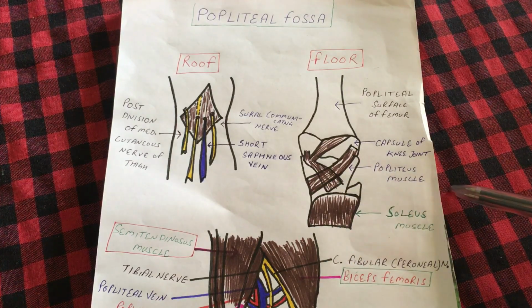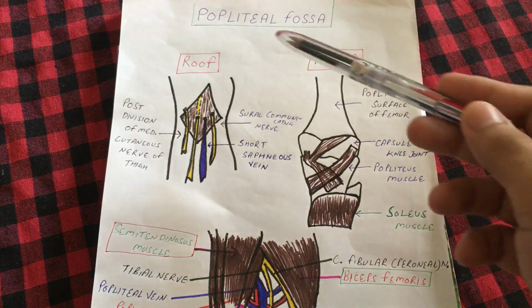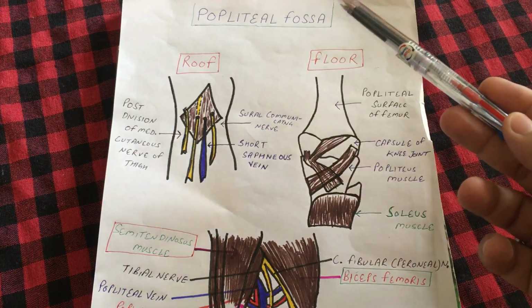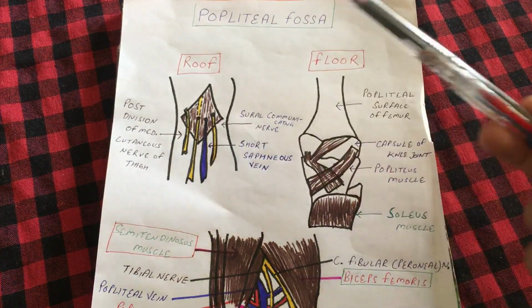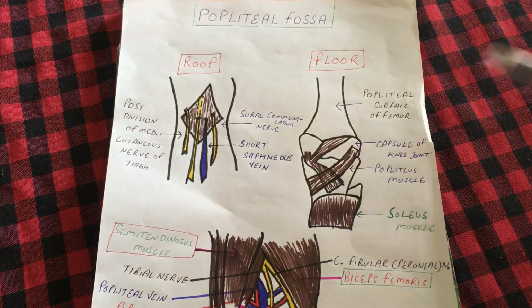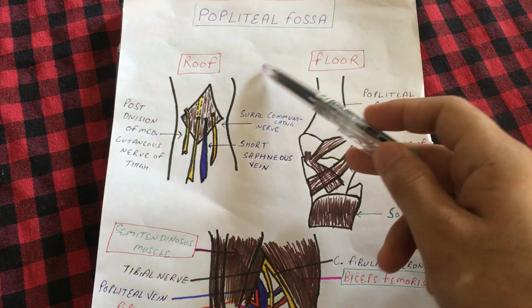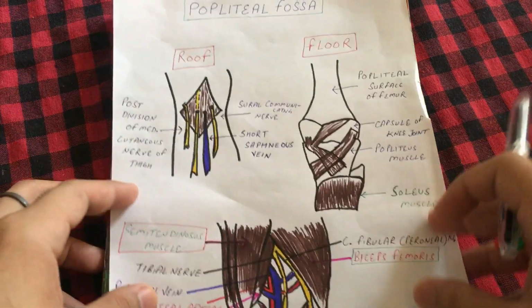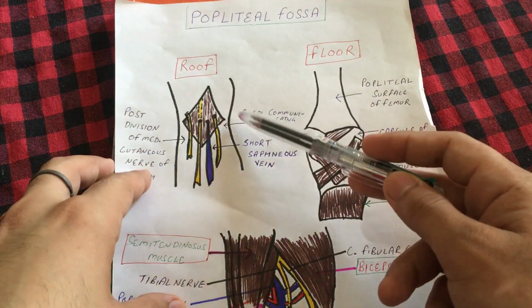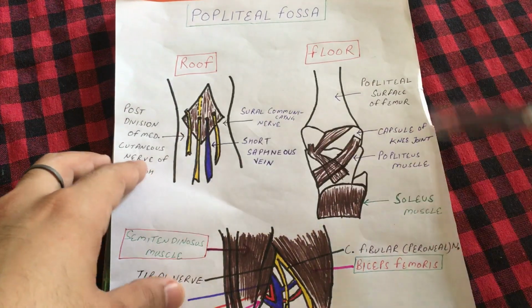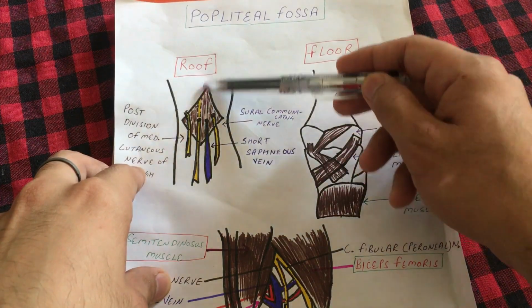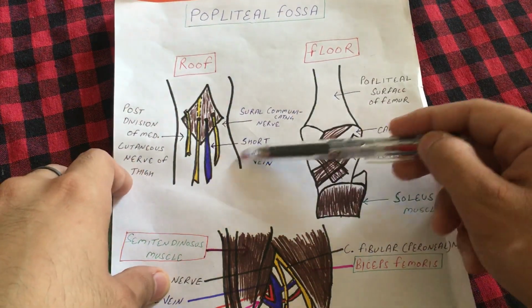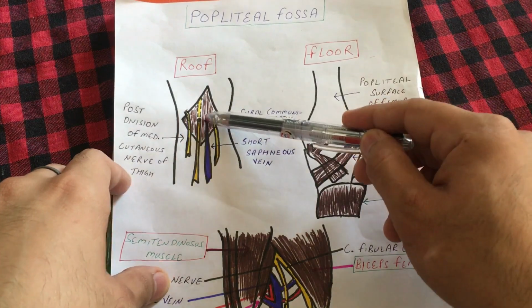Before starting the topic, first of all, I will tell you about the Popliteal fossa: shape, location, roof, floor, contents, boundaries. So first of all, the definition. It is defined as a shallow depression present at the back of the knee joint, formed by the femur and the tibia. So it's a shallow depression at the back of the knee joint.